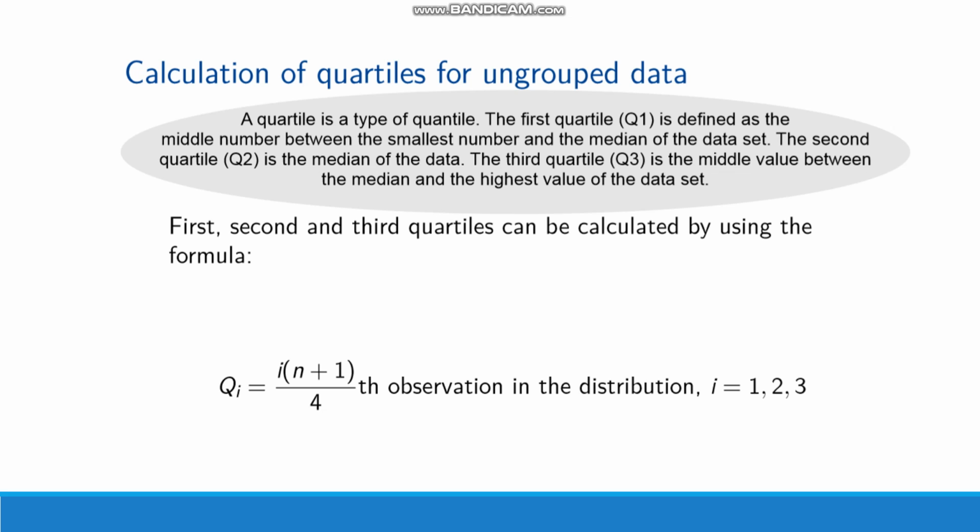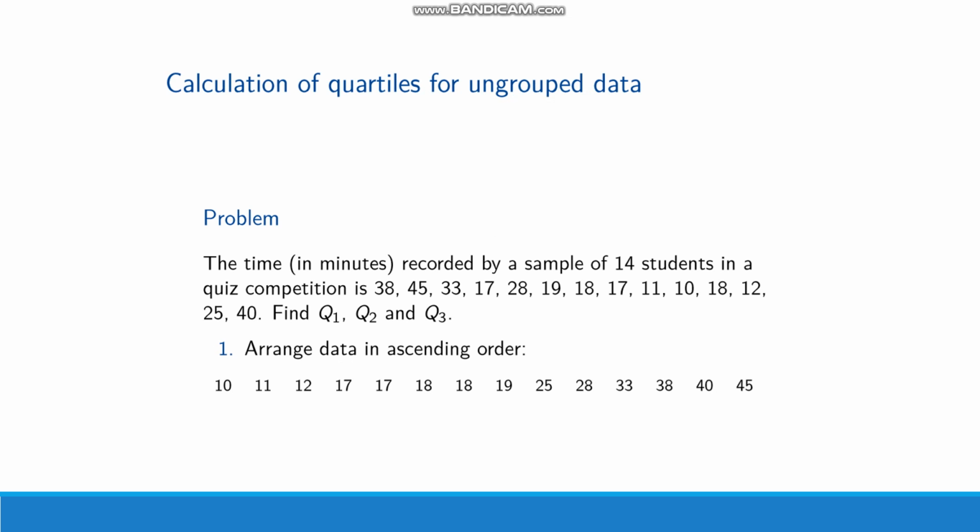Let's say that we have a data set with n data points. Then we take the quartile number for i, and this is how we get the formula for the quartile. Now let's take a look at the example. So we have values of the amount of time used by 14 students in a quiz competition.